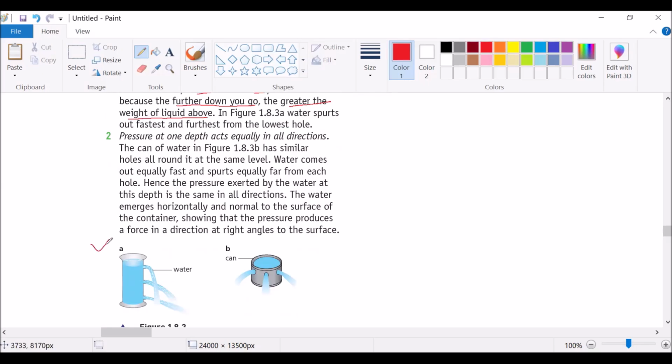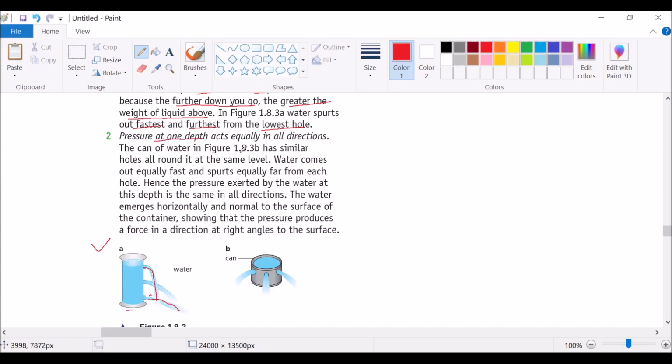In this diagram A, water spurts out fastest and furthest from the lowest wall. So we can see water goes a longer distance away at the lowest wall, and slowest and nearest at the wall near the top. So the deeper you go into a liquid, the more the pressure.